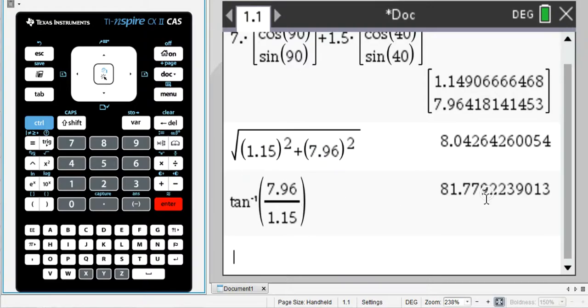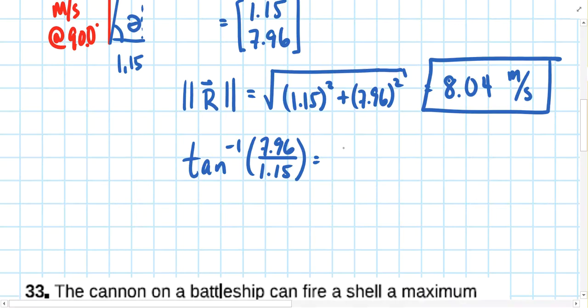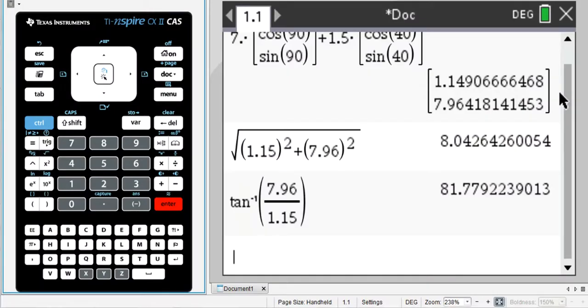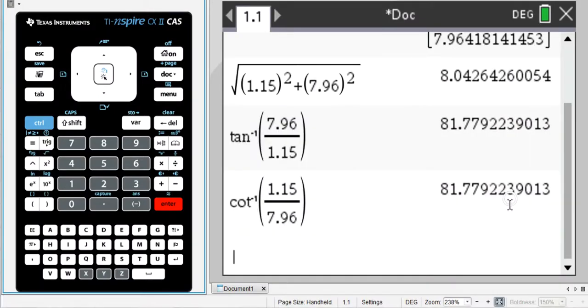And the result from there is 81.8 degrees. Now, that's perfectly fine. I'm personally more of a fan of using cotangent. That's because the fraction utilized with cotangent is actually written in the same order that our vectors are going to be written in. So we have 1.15 on top and 7.96 on the bottom. And as you can see here, the result comes out to be exactly the same.